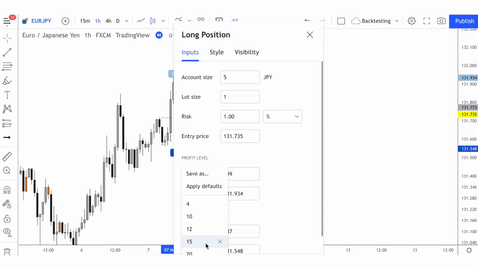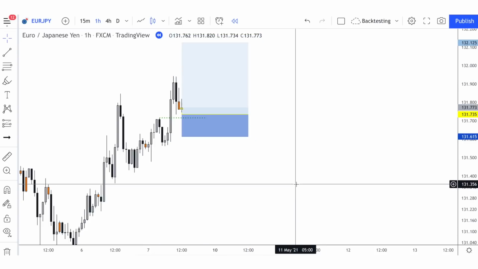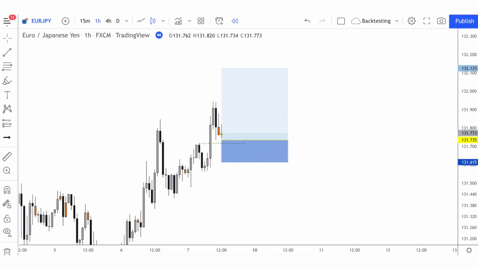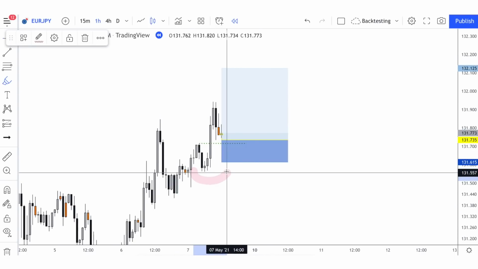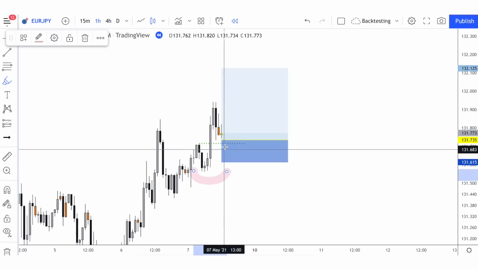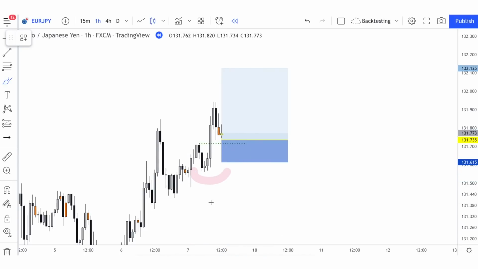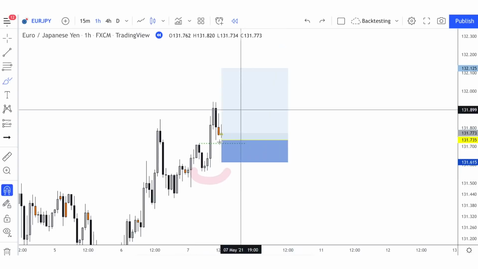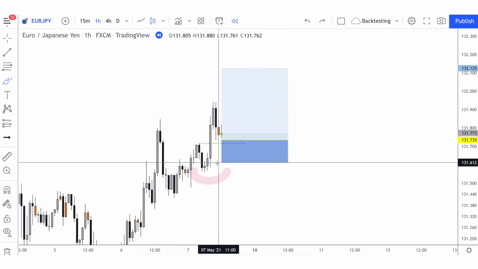12 pip stop loss for my retest. And again, I don't want to take it just because it is quite close to this low. What tends to happen again, price might want to come back and then go because it's close to this low. Obviously, maybe sometimes I will take it.